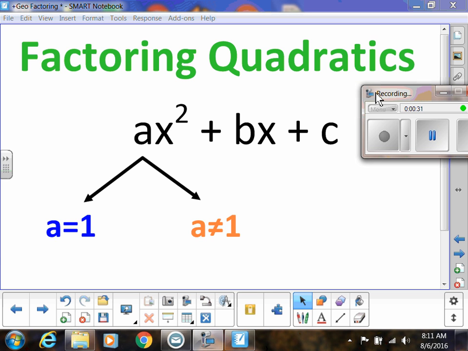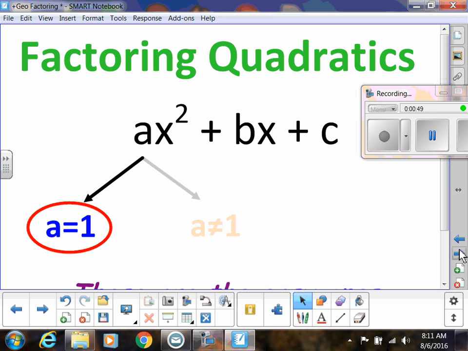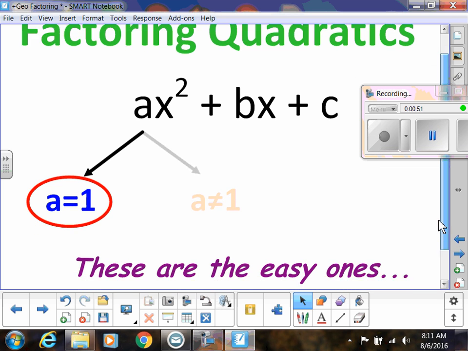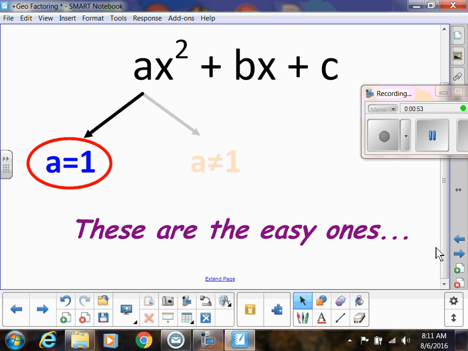So when we're factoring quadratics, just like when you're using the quadratic formula, we have ax squared plus bx plus c. We call a, b, and c those coefficients just to keep track of them. And I'm going to split this up into a value of 1, or a value that can be something other than 1. The reason I'm doing that is because when a equals 1, these are the easy ones. These are very easy to factor. So that's what I'm going to talk about in this video.